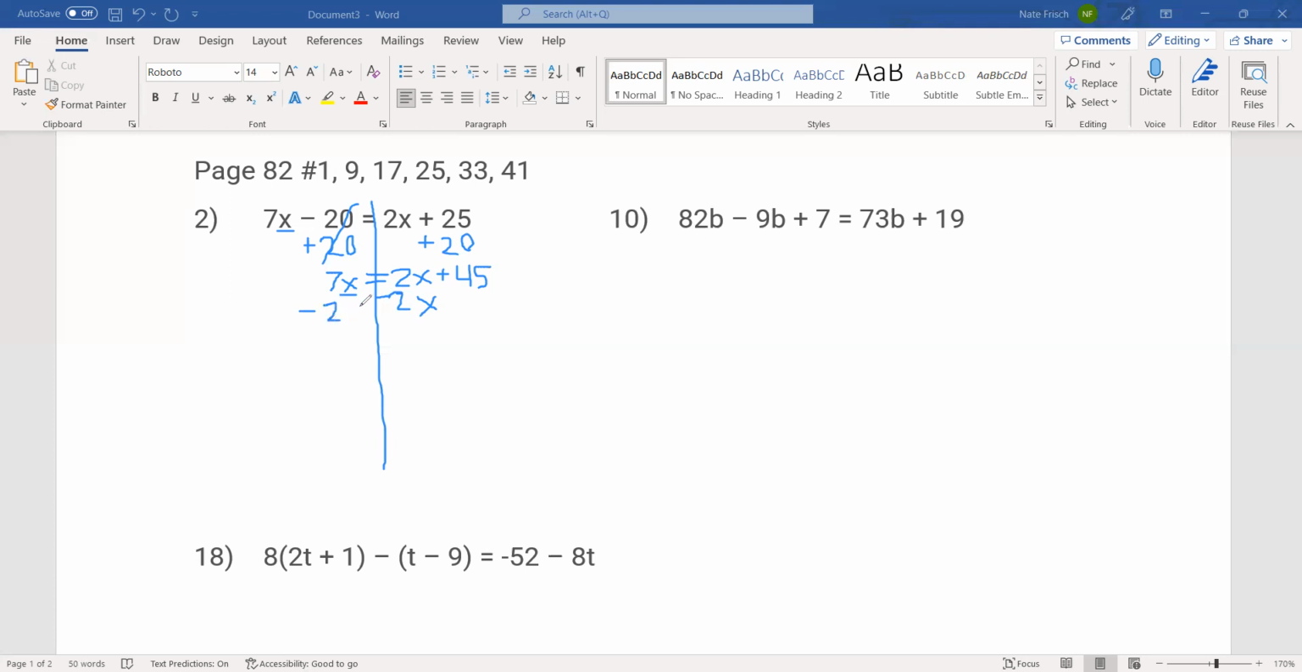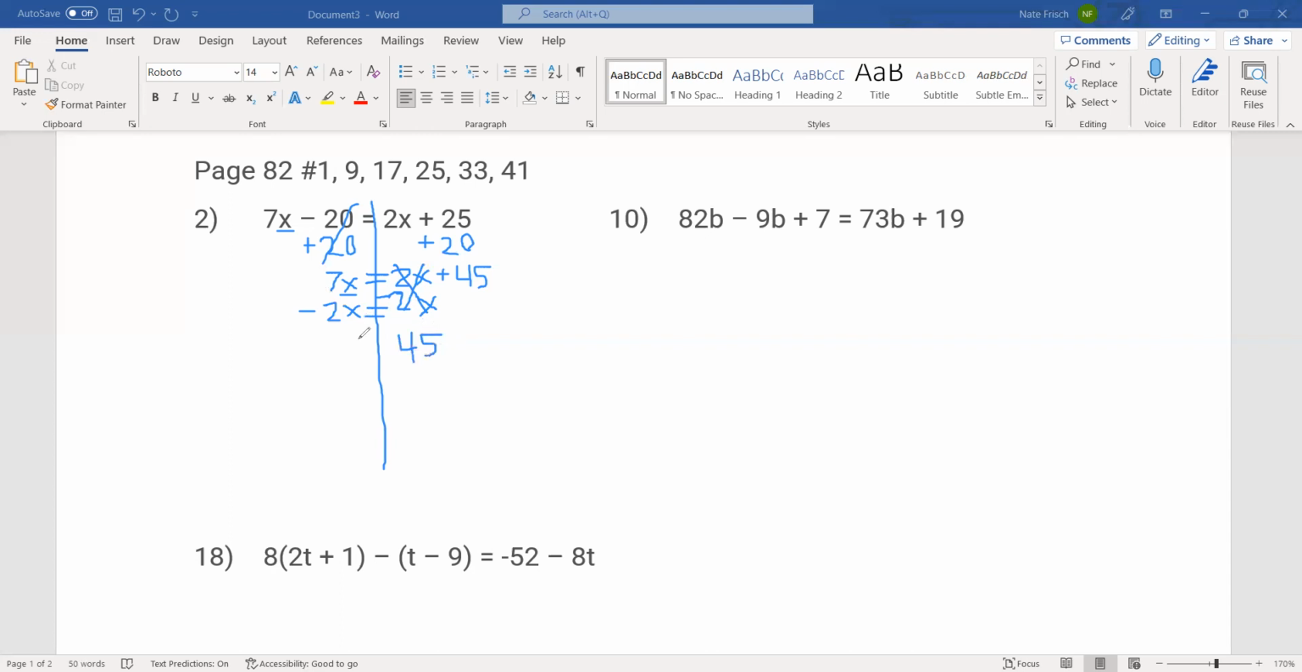Now, I actually could have done the minus 2x first before I did that plus 20. It's not really going to make a difference in the end, but I could have done it either way. So if I do a minus 2x, I had 2x minus 2x. These are just gone. I didn't really need that equal sign there. I'm not sure why I put that, but I still have the 45. So I'm going to bring the 45 down.